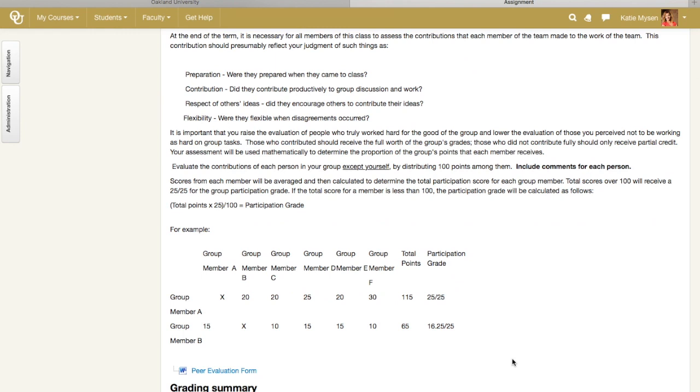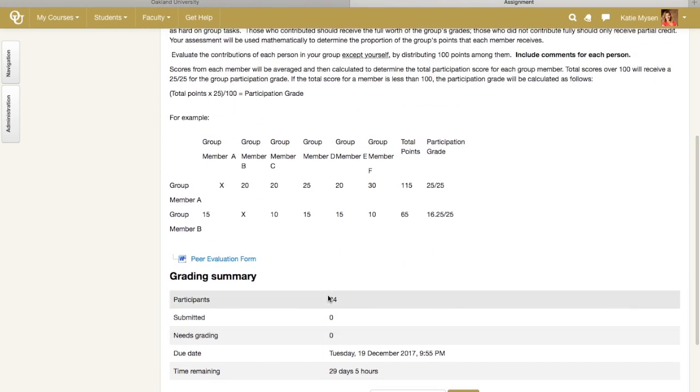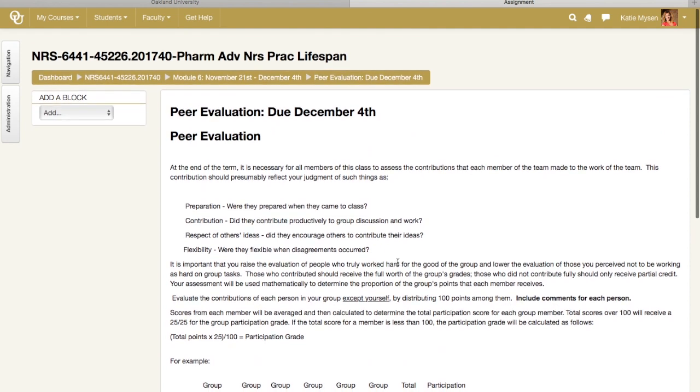And the formula for how these are calculated is in the syllabus as well as right here. So I'm going to let you guys go ahead and go through that. If you have questions about that, let me know. But you can just open up this peer evaluation form and complete that, and then you can upload it or submit it to this assignment box. And that is due by December 4th.